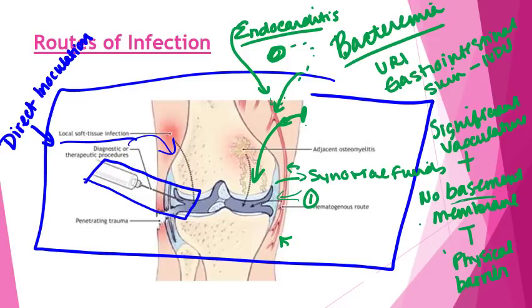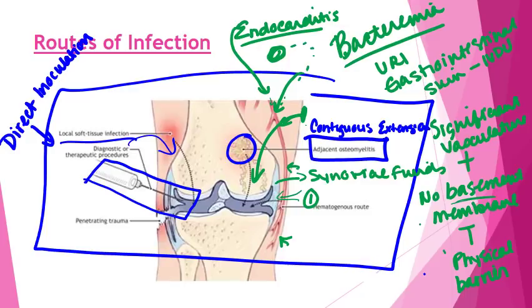anytime we have things injecting near the joint area. Okay, the last one that we're actually going to talk about is contiguous extension. And I'm highlighting this adjacent osteomyelitis because that's actually more what we're considering with this. So in this case, you have infection of the actual bone here. And then the bone itself is actually invading the joint space, and that's allowing for seeding of this infection into the joint space. So you already have this infection. It's associated with osteomyelitis and will occur adjacent to osteomyelitis.